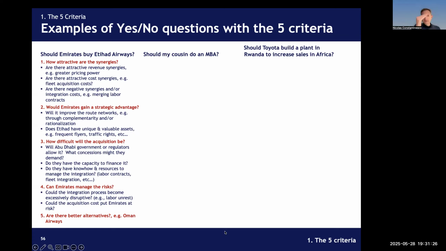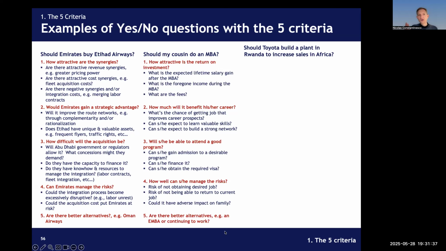So there are these criteria. Now, what I'm going to posit to you is that when we think about your cousin doing an MBA, we're going to be thinking about the same questions. Again, you're going to be thinking, is it an attractive ROI for the cousin? Strategically, is that a good idea? Will it help his or her career? It's not the same strategic considerations as Emirates purchasing Etihad, but the strategic bucket is the same. Again, there's a question of feasibility, how difficult it is to pull this off. Can they get admission? Can they get financing, etc.